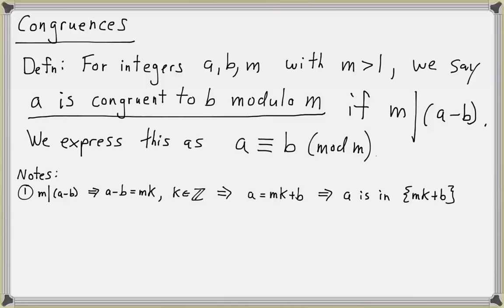So we see that saying that a is congruent to b mod m is the same as saying that a is in the arithmetic progression mk plus b. This was actually a very, very important invention in studying properties of integers, and so we'll use this extensively in future lessons. I mentioned this earlier, but the number m is called the modulus.